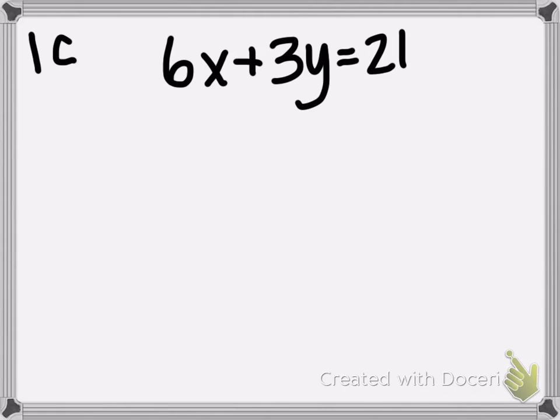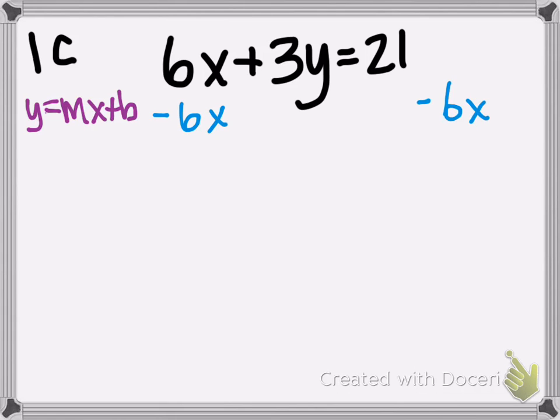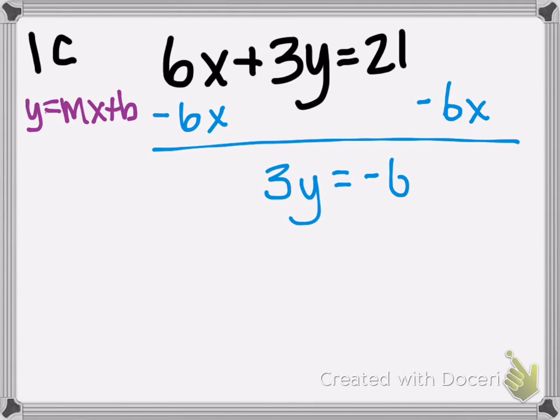One C gives you the same equation, 6x plus 3y equals 21, and it wants you to turn it into slope-intercept form. So slope-intercept form is y equals mx plus b. And you don't have that set up yet. So to get that set up, you have to first move the x to the other side of the equation by subtracting 6x. And you are left with 3y equals negative 6x plus 21.